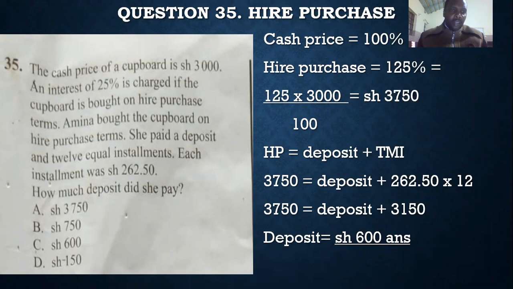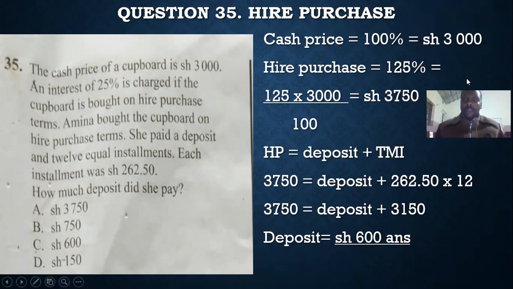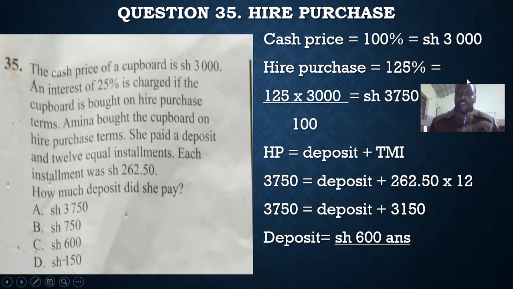About the cupboard on hire purchase terms, she paid a deposit and 12 equal monthly installments. Each installment was 262.50. How much deposit did she pay? It's a simple one. Just say the cash price was 100%, which is represented by 3,000. That one we are given. And because the hire purchase had an extra interest of 25%, it was 125%. So if 100% represents 3,000, what about 125%?